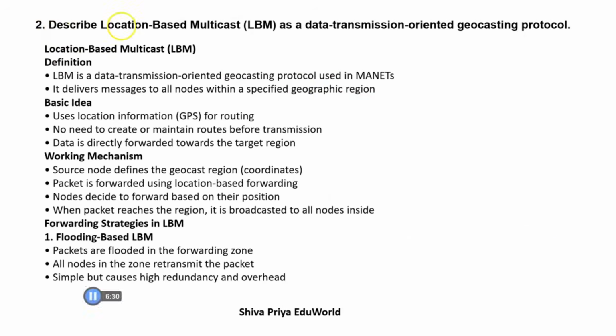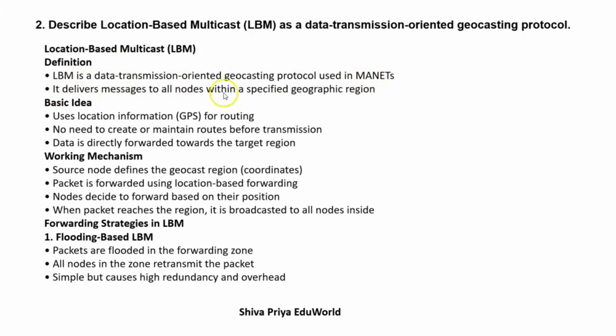Here the second question is location based multicast, that is LBM, as a data transmission oriented geocasting protocol. We have to explain this one as a data transmission oriented geocast protocol. Let us understand what is location based multicast. LBM is a data transmission oriented geocasting protocol used in MANETs, which means mobile ad hoc networks.